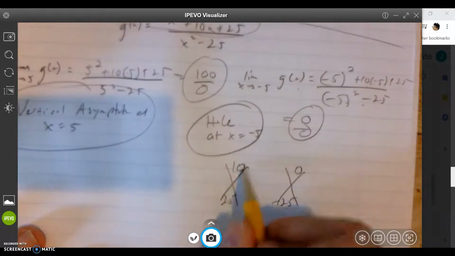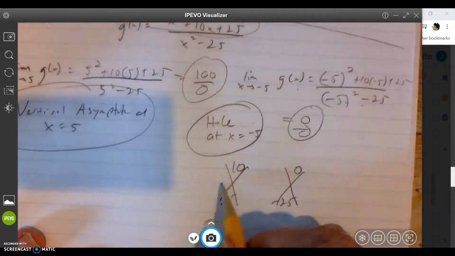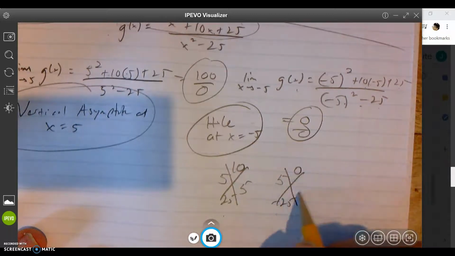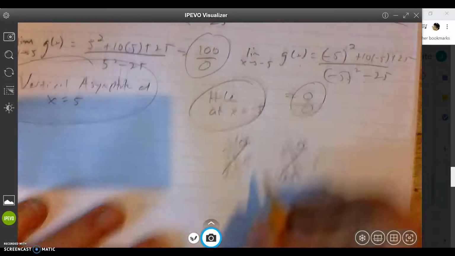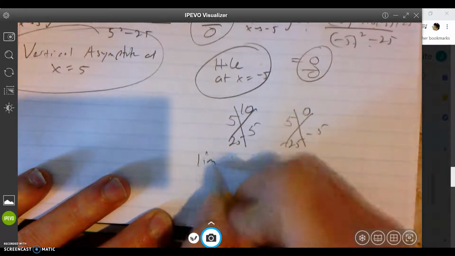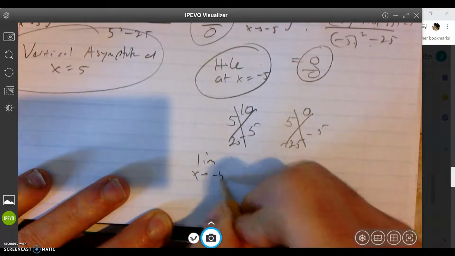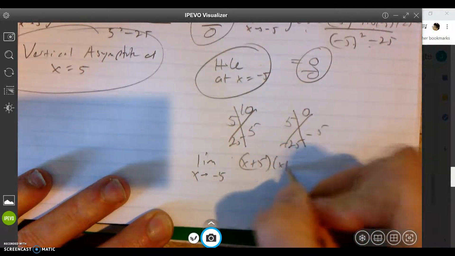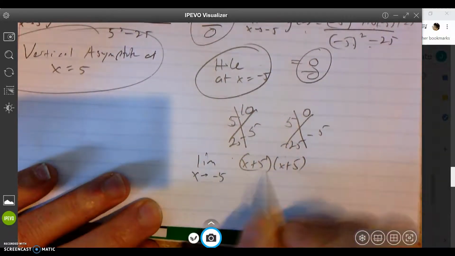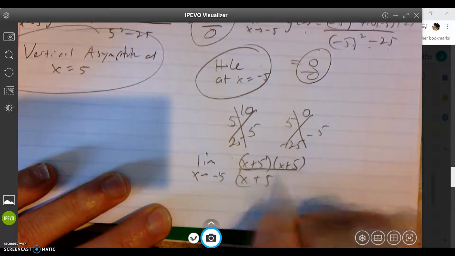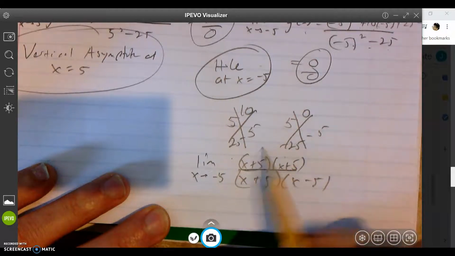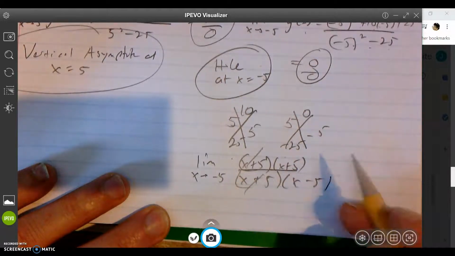So that's going to be what adds to 10 and multiplies to 25. That would be 5 and 5. And this is what adds to 0 and multiplies to negative 25. 5 and negative 5. Cool. So we have the limit as x approaches negative 5 of, here's my numerator, x plus 5 times x plus 5, divided by x plus 5 times x minus 5. Bam. So this is going to be, that equals 1.